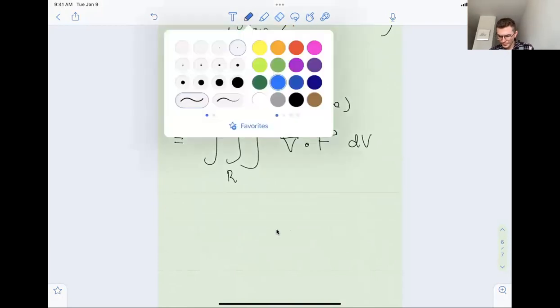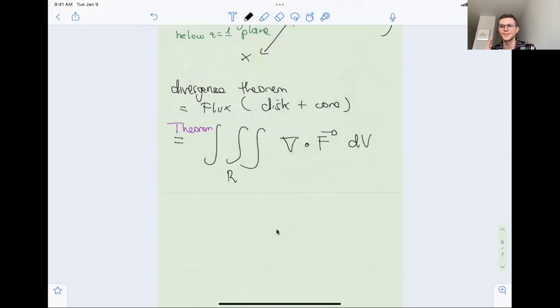But you'll notice that it's a lot easier just to do the triple integral in this case. So it's just a triple integral. Again, what is this divergence? You can think of this as making this dot product.